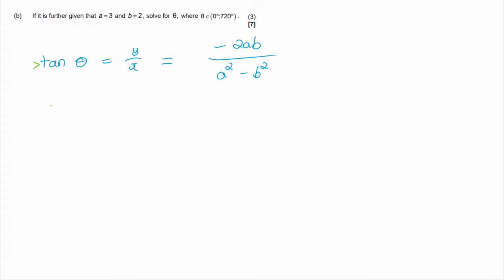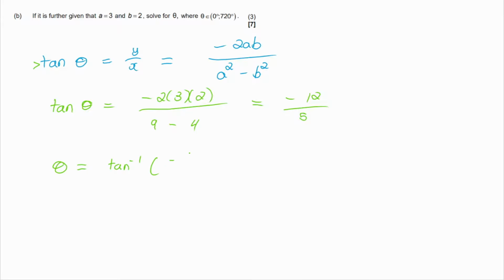Okay, so what we're going to get then is tan theta is equal to minus 2, here's a, there's b, over a squared, that's 9, minus 2 squared, 4. Okay, so what we get at the top is 4 times 3 is negative 12, over 9 minus 4 is 5. Okay, so we get tan theta is negative 12 over 5. Okay, so what we're going to get is theta is equal to tan minus 1 of negative 12 over 5 plus k 180. Okay, for tan.